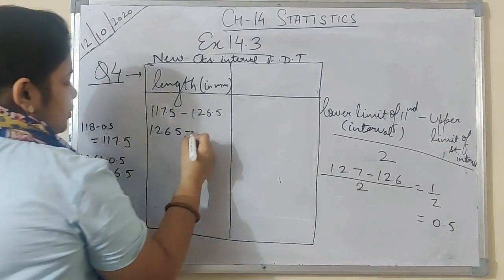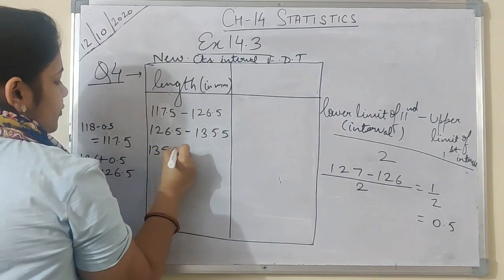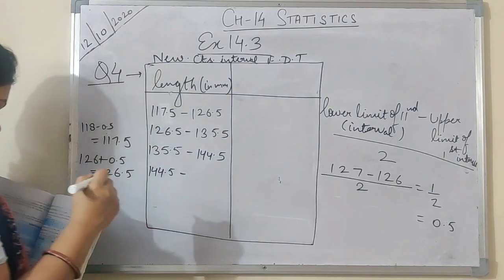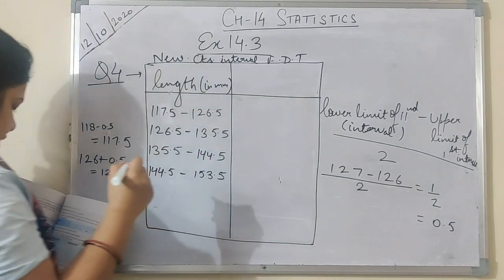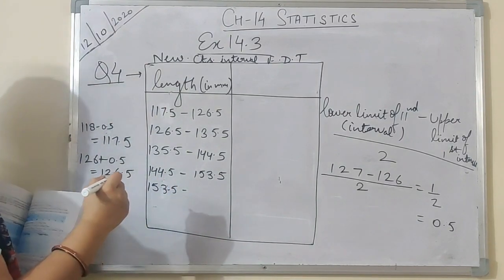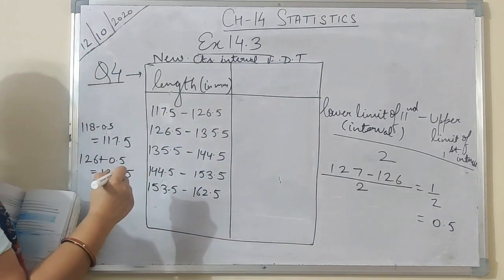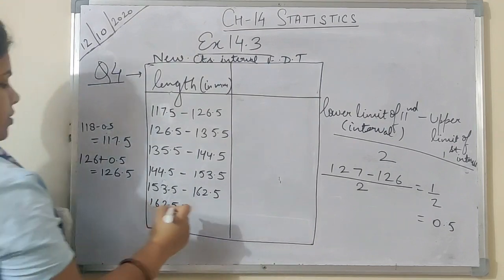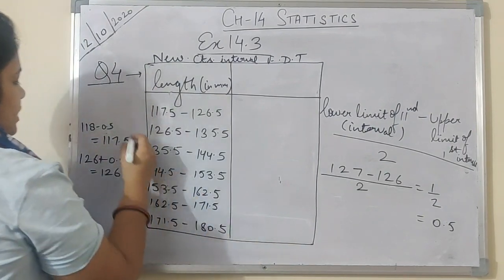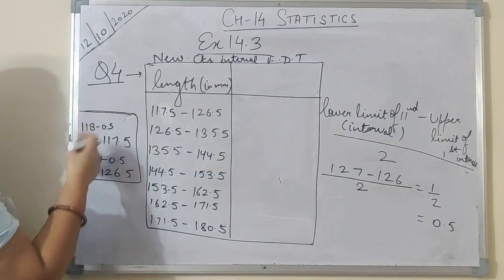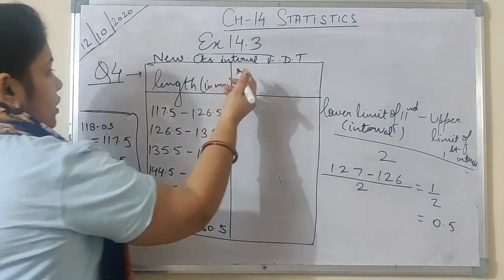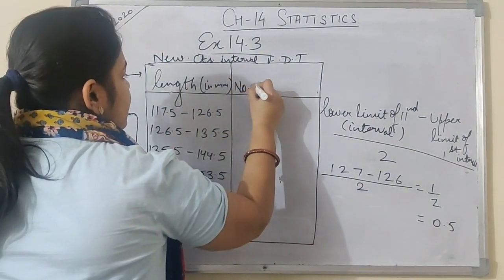Similarly, our next interval will be formed from 126.5 to 135.5. Next from 135.5 to 144.5. Next from 144.5 to 153.5, and next from 153.5 to 162.5. Then 162.5 to 171.5. Then 171.5 to 180.5. Here I have just done it so that you understand what we have to do. I have done it for the first interval, then for the next, you can do it in your mind also. Now, in our frequency, there will be no change.